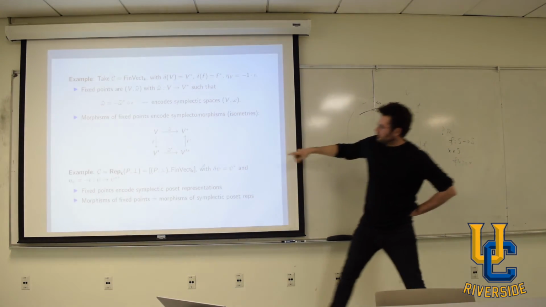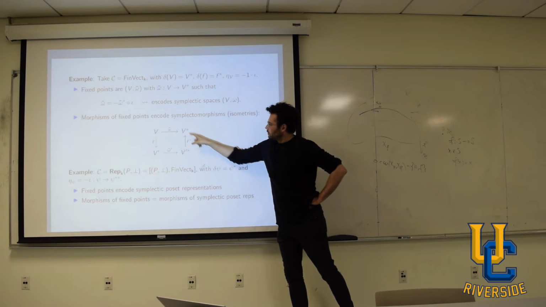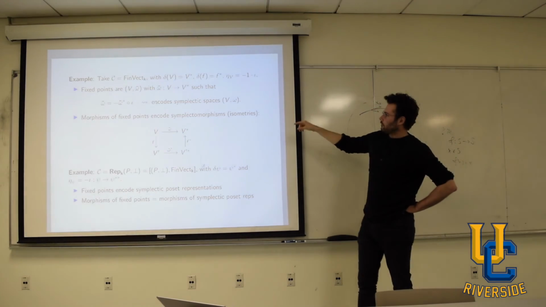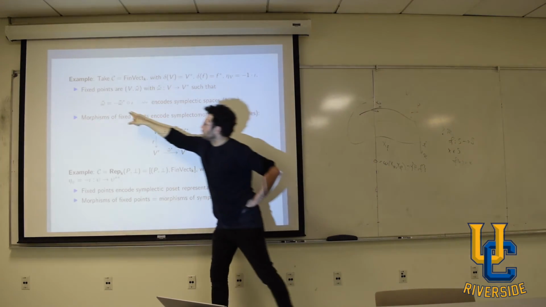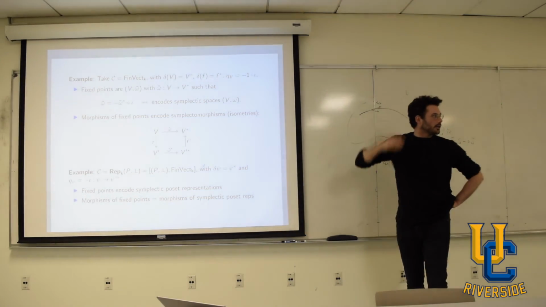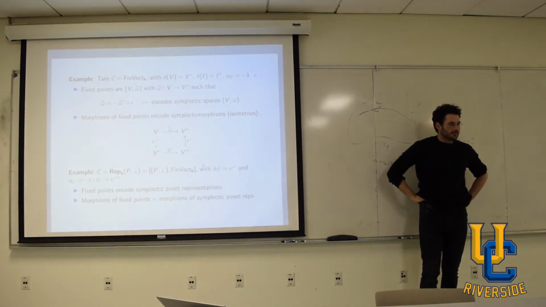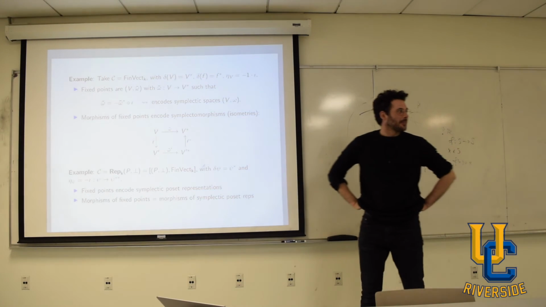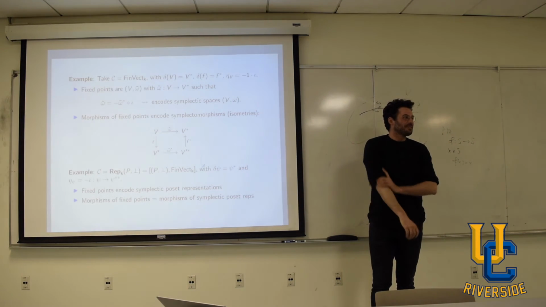So this commutativity condition is the same as the condition I wrote of saying symplectic morphisms when we want to formulate it, if you remember. So now you can say, a symplectic vector space is just a fixed point of the twisted involution.